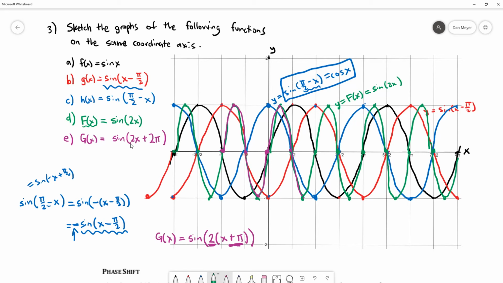All right, now we just figured out that g of x was the same as f of x. But like I said, this wasn't intentional. The key thing here is that we ended up shifting by pi to the left. That's what we wanted to see.